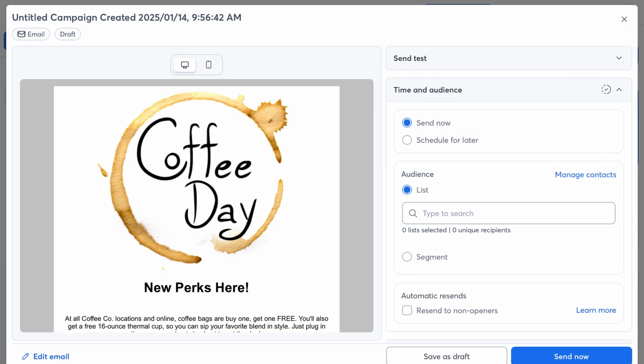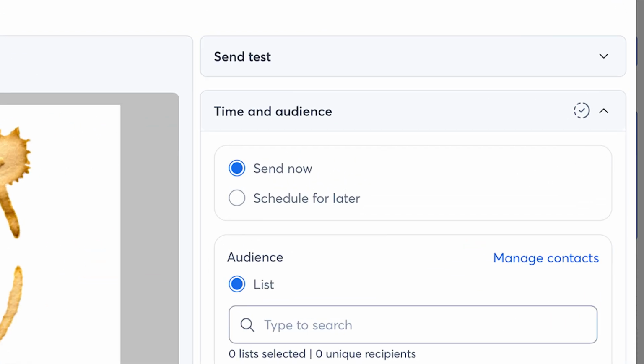Coming up next, think about your sending times. Your contacts check their inbox at different times throughout the day. If your open rate isn't what you're hoping for, send at a different time than usual and compare your results. Once you find something that works, keep it consistent.